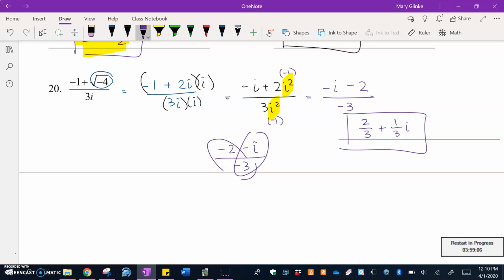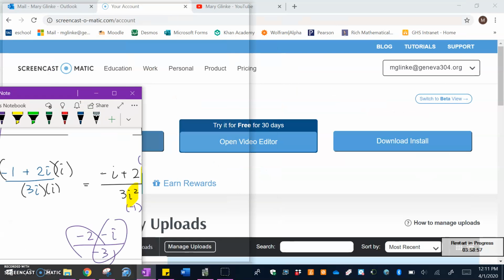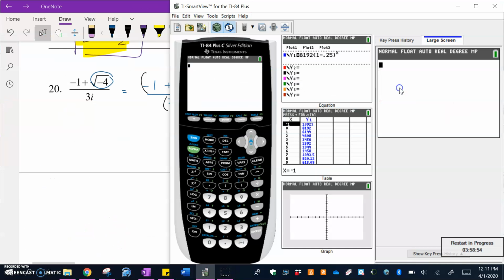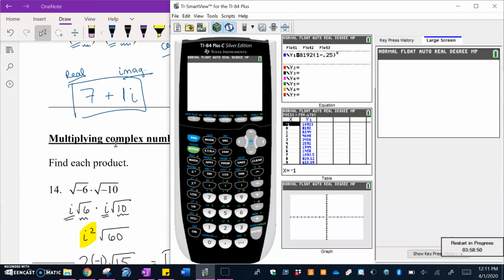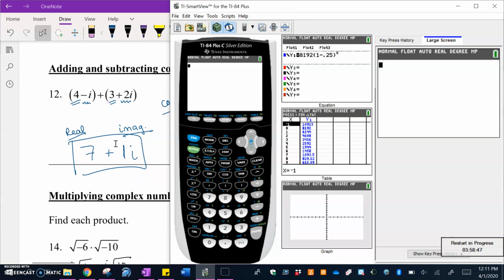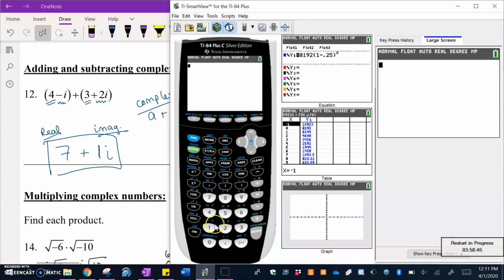Now, this is really messy when you're looking at simplifying complex numbers like this. But I do have some good news for you. So I'm going to put OneNote off to the side, and I'm going to show you on the graphing calculator how we can do these problems. I'm going to even go back up to adding and subtracting. On your graphing calculator, there is an imaginary number right here above the decimal point. So what we can do is actually type these in our graphing calculator and get the answer.